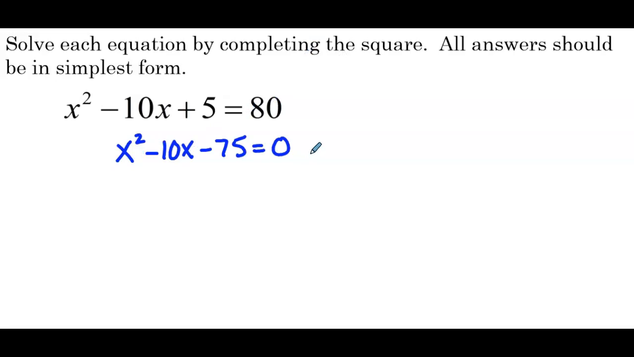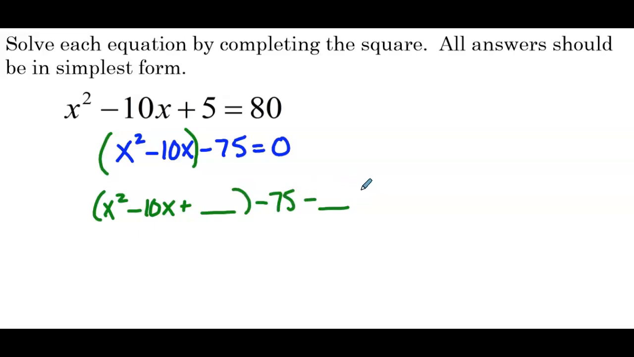Now that we have our quadratic equal to 0, put parentheses around x squared minus 10x, since we're completing the square. So that means we have x squared minus 10x plus something, minus 75 minus something. Don't want to forget about that before we put the equal 0. Okay, so what value completes the square? So we take half of negative 10, which is negative 5. We square it, we get 25. So we have to subtract 25 to keep everything in balance.